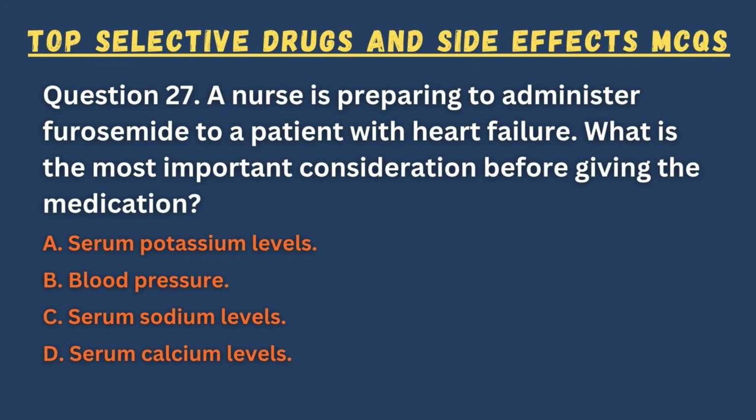Question 27. A nurse is preparing to administer furosemide to a patient with heart failure. What is the most important consideration before giving the medication? A. Serum potassium levels. B. Blood pressure. C. Serum sodium levels. D. Serum calcium levels.